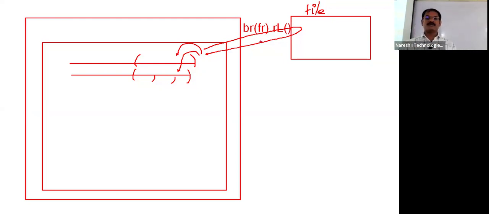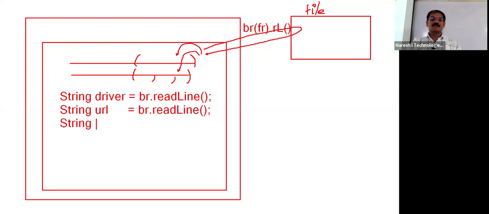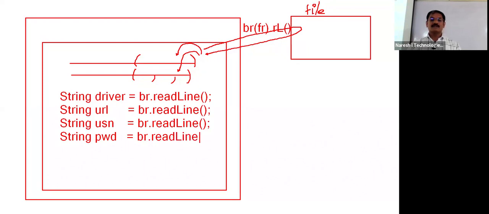Now I have a question. Try to answer. For the first line we store in driver equal to, what do you write? br dot readLine. Then the first line is read and stored. Next, string URL equal to, what do you write? br dot readLine. Then the second line is read and stored. Next, string username equal to br dot readLine. Then the third line is read and stored. String password equal to br dot readLine. Then it is reading what? The fourth line and returning. Clear?